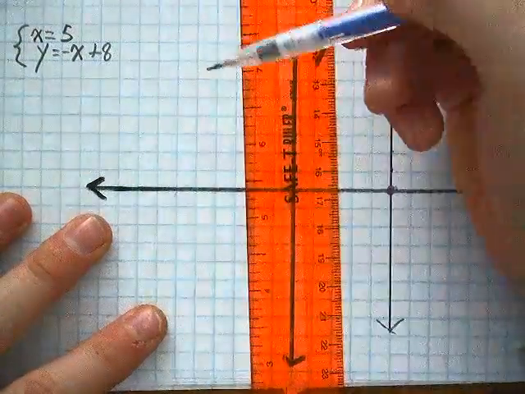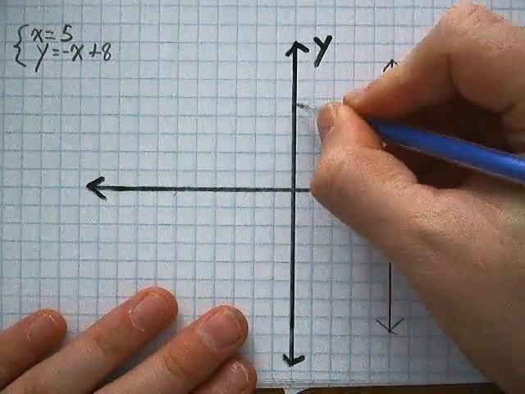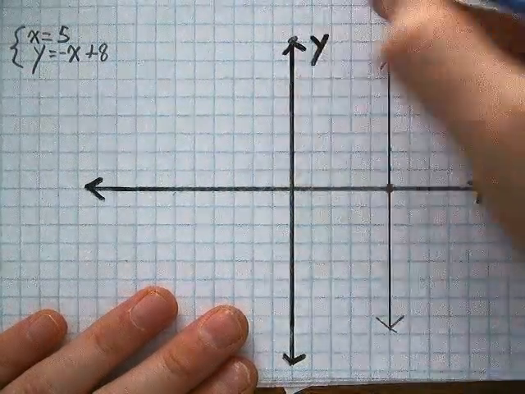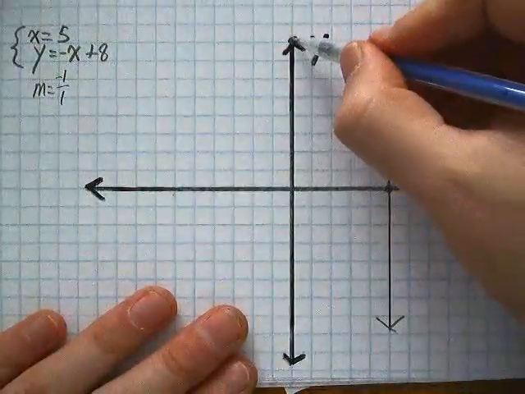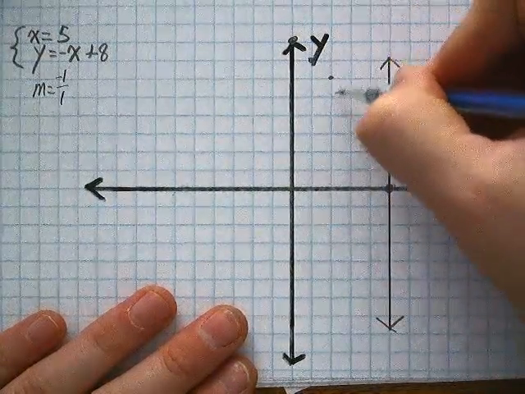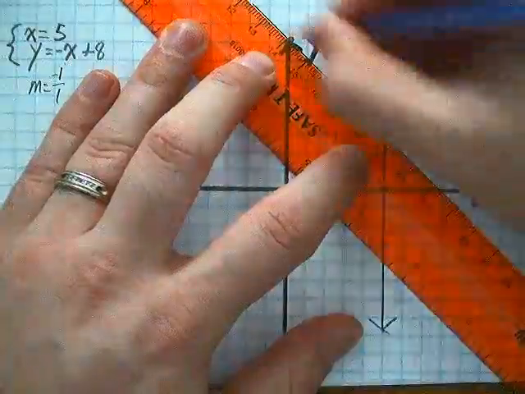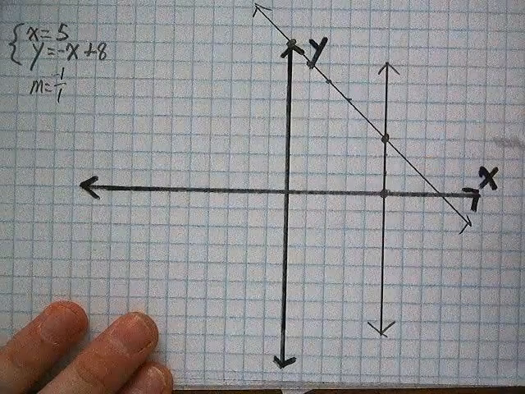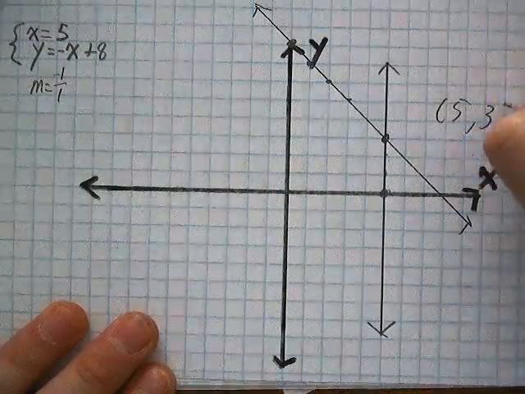My next equation is negative x plus 8. Let's go to 8 on the y-axis. 1, 2, 3, 4, 5, 6, sorry, 1, 2, 3, 4, 5, 6, 7, 8. And then my slope here is negative 1 over 1. So we go rise negative 1, which means fall 1, and run right 1. Fall 1 and run 1. And then let's connect my dots and make the line. And the one point that makes both equations true is that point there. 1, 2, 3, 4, 5, 1, 2, 3. The point 5, 3.